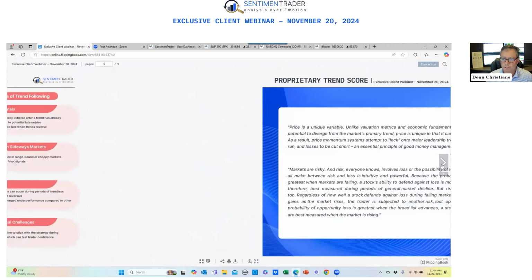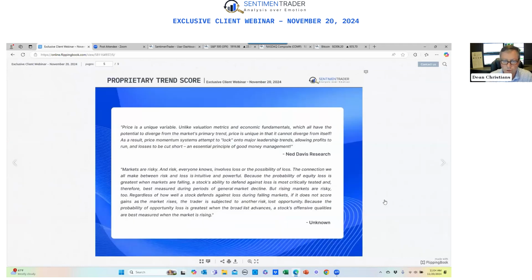There's a couple quotes that I've used over the years related to trend following and momentum and relative strength, and I wanted to share those today. I'm going to just read through the first one and then a portion of the second one. But the first one's from Ned Davis. And here's what it says.